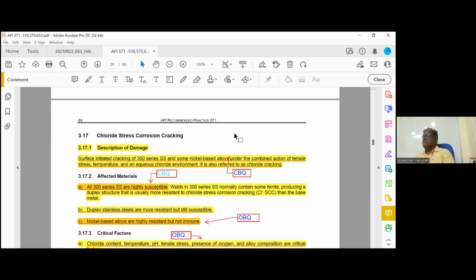Okay, then how will the appearance be? It can be a spider web, like caustic cracking, and sometimes craze cracking. Craze cracking means it will not follow any pattern.